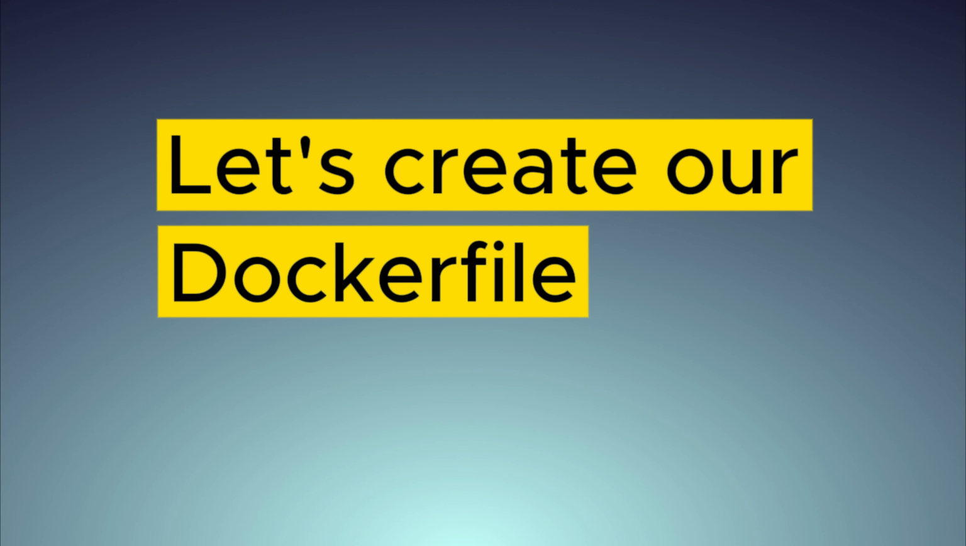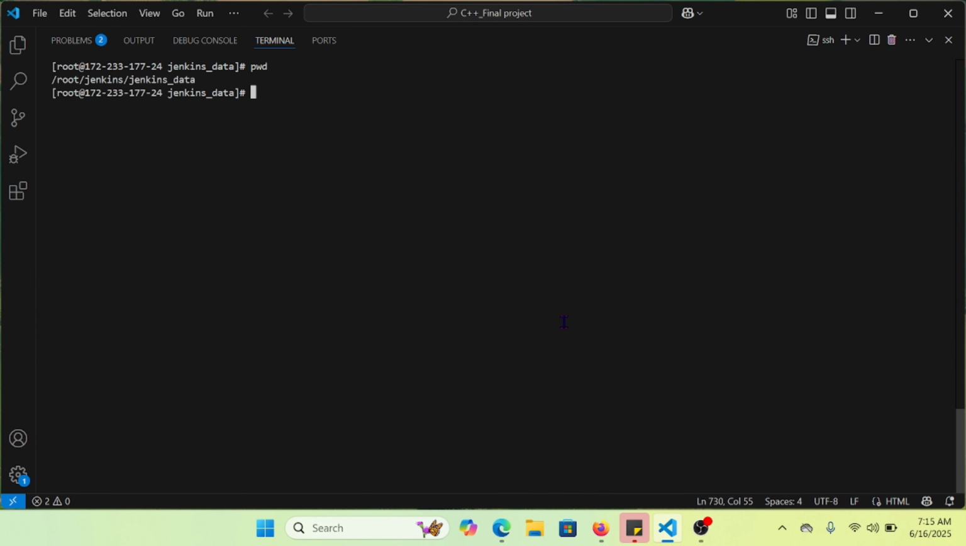So we're going to start by creating our Dockerfile. The print working directory command can provide us our current directory, Jenkins data. If I list this, you're going to see that we have our docker-compose.yaml. I'm going to create an Alma Linux 10 directory quickly. I'm using Alma Linux because we're going to build our new image from Alma Linux 10, which is the latest version of Alma Linux.